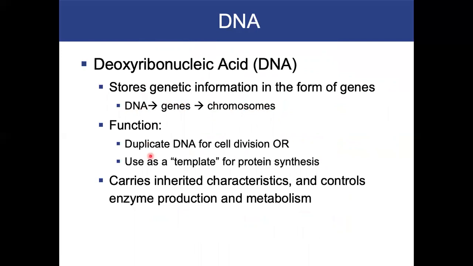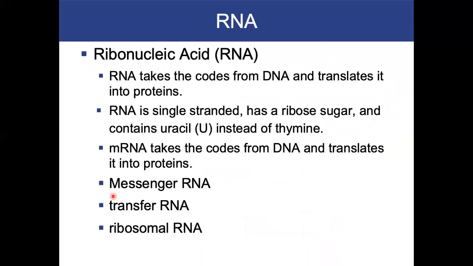What is the function of DNA? To duplicate for cell division so you can make more cells, or to use as a template for protein synthesis. DNA carries our inherited characteristics and controls enzyme production and metabolism. Ribonucleic acid, RNA, is going to take the code from DNA and translate it into proteins. It's single-stranded, has a ribose sugar instead of deoxyribose, and contains uracil instead of thymine. So if we had a G for DNA and we were making RNA, we wouldn't put a T there, we would put a U there.